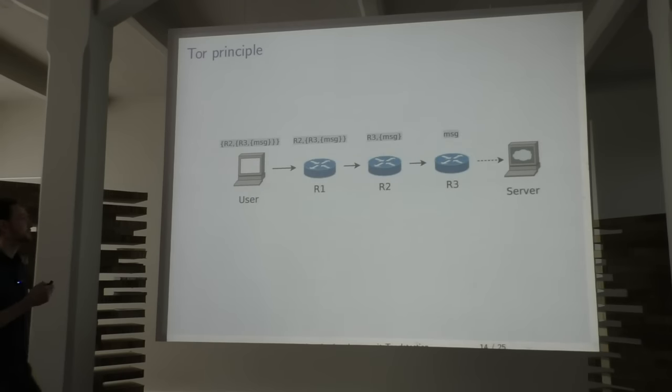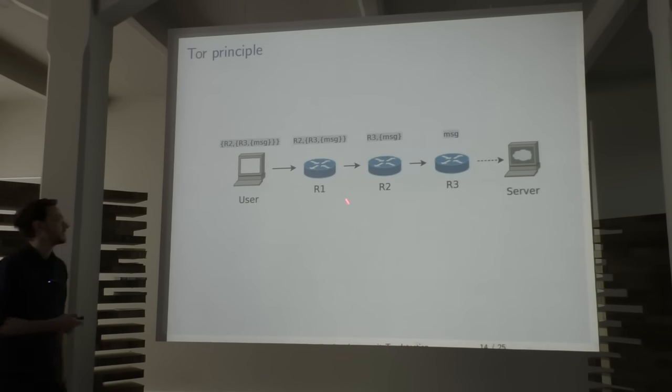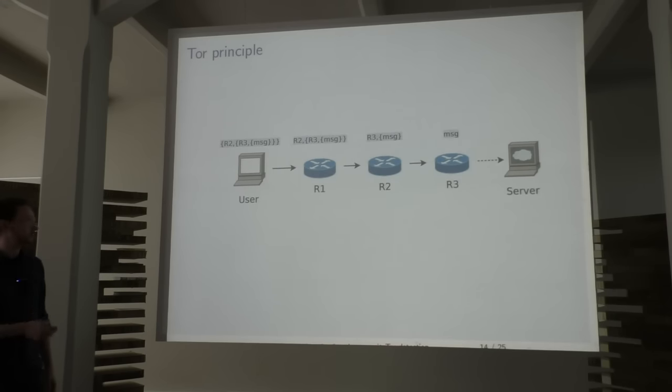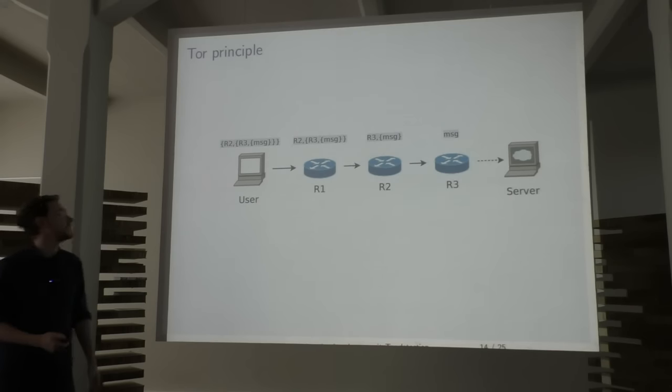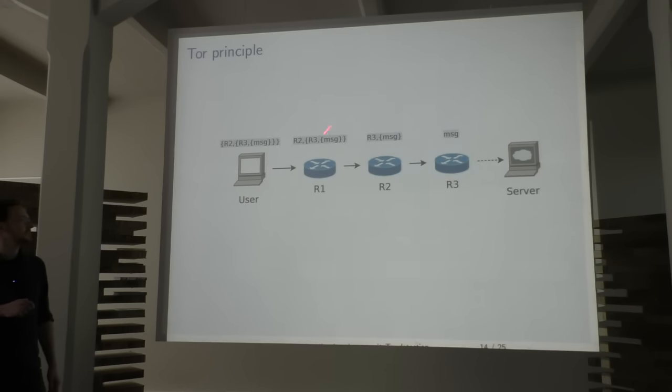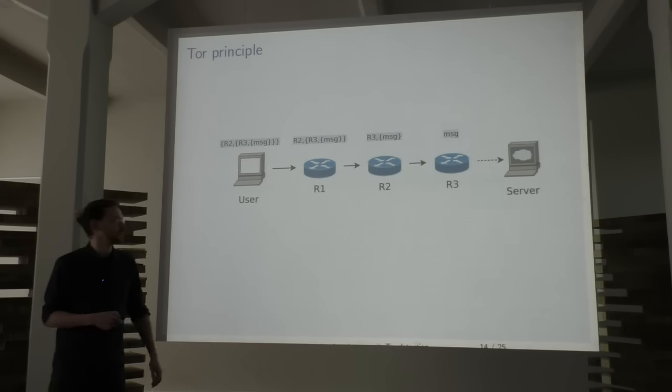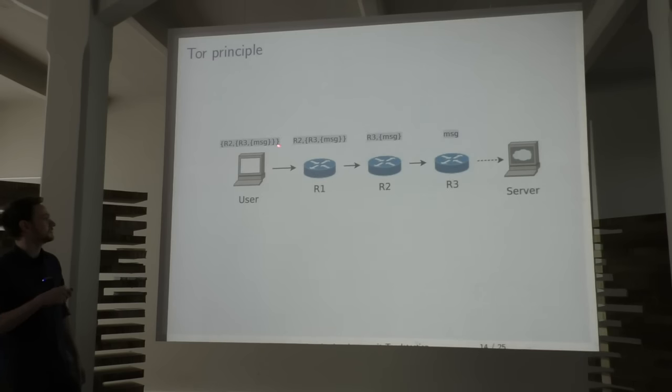So Tor solves this by placing other computers along the way. Those are computers run by volunteers, and usually they are called relays or routers. So you send your message to one, then it's sent to another, and then it goes to the server. If someone taps the network here, he knows that it goes somewhere, but it's just some computer out there, and he doesn't know the destination. If someone taps the network here, he knows that something's going on, but he doesn't know it's you.